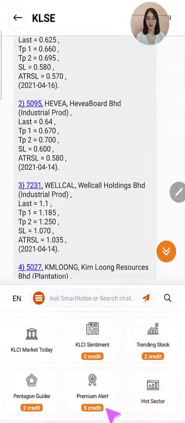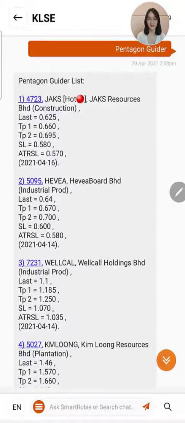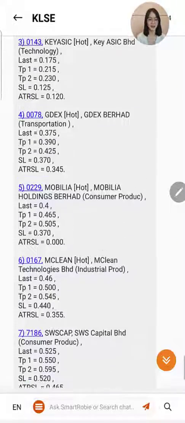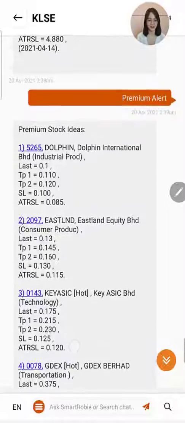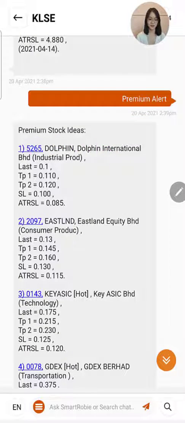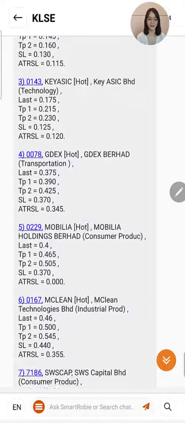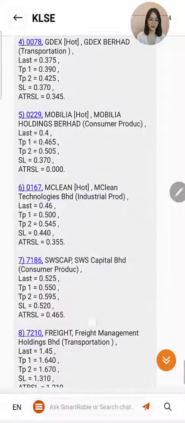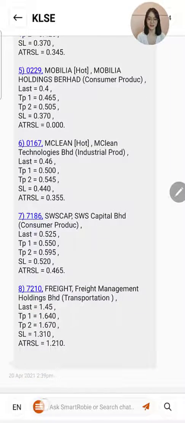So now next, we will look at Premium Alert. Now in our Premium Alert, it has the same elements as Pentagon Guider and trending stock, but this list is best suited for short-term intraday active traders who wants to get new stock ideas every 30 minutes.